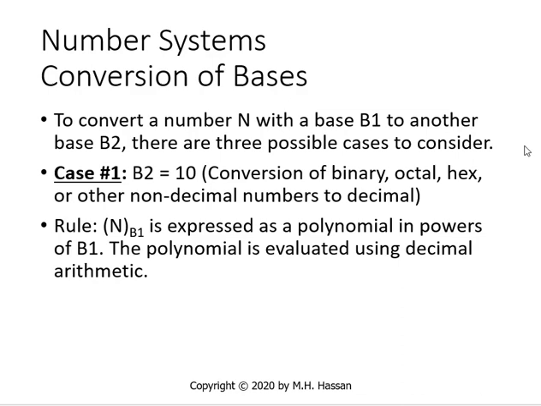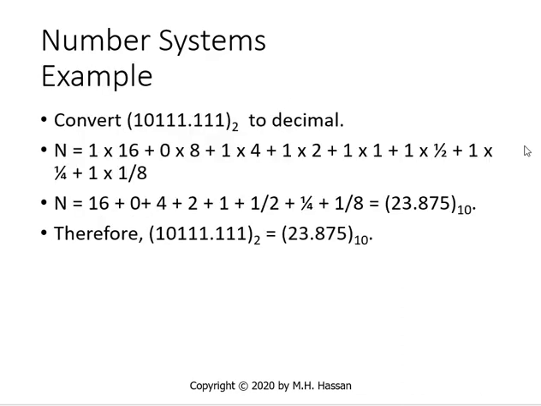We express the value of n as a polynomial in terms of b1. The polynomial is evaluated using decimal arithmetic. As an example, we have the binary number 10111.111. The digits to the right of the radix point are the fraction. To the left of the radix point is the integer or integral portion of the number.